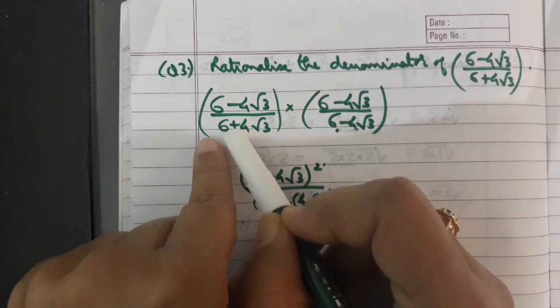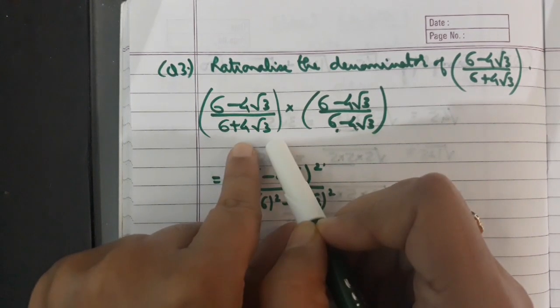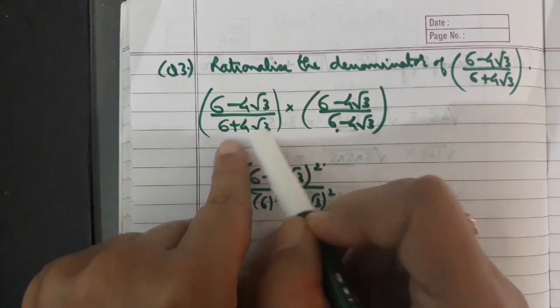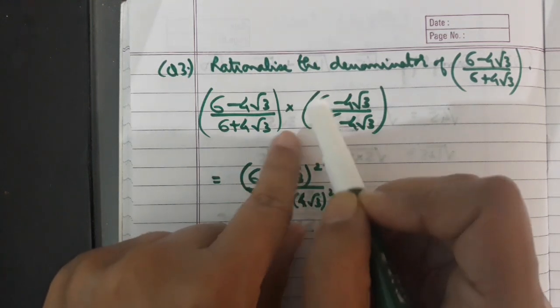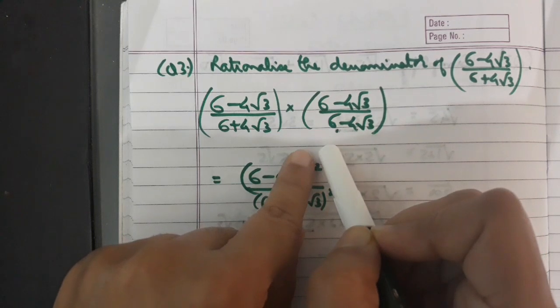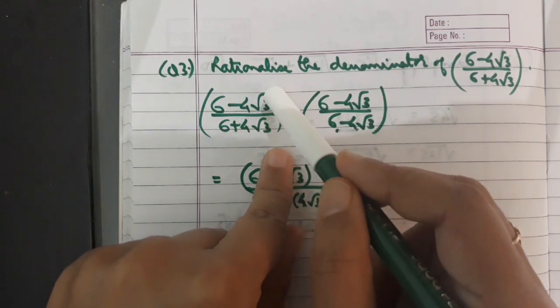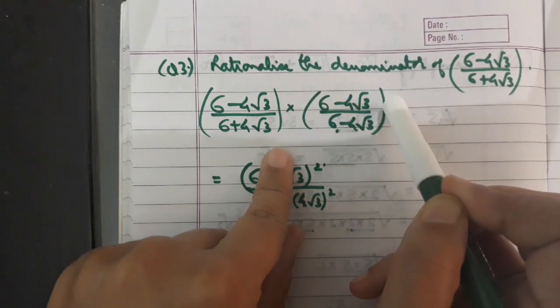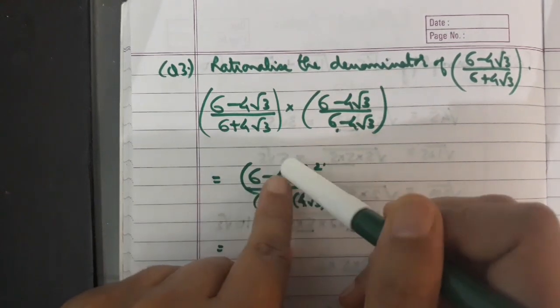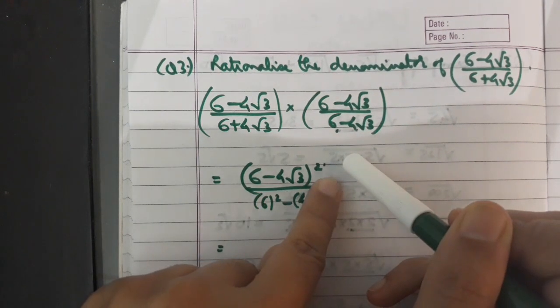Over here the denominator is 6 plus 4 root 3. Its conjugate will be 6 minus 4 root 3. So we multiply the numerator and denominator by 6 minus 4 root 3. So in the numerator it becomes 6 minus 4 root 3 into 6 minus 4 root 3. So it becomes 6 minus 4 root 3 whole square.